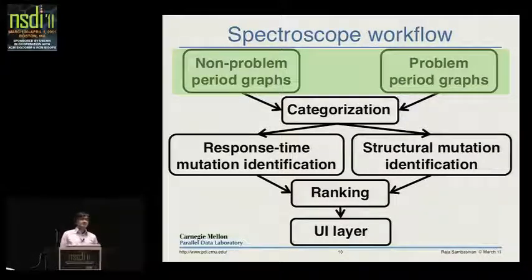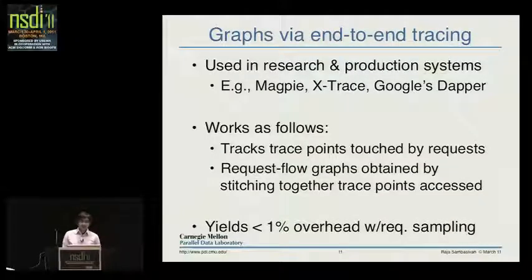All right, so first I'll explain how we obtain the request flow graphs. To obtain request flow graphs, we leverage end-to-end tracing techniques, which capture the control flow of individual requests as they travel through the components of a distributed system in detail. It has been described extensively in previous research, for example, Stardust, Xtrace, and Magpie, and is now used in production systems, for example, in Google data centers.